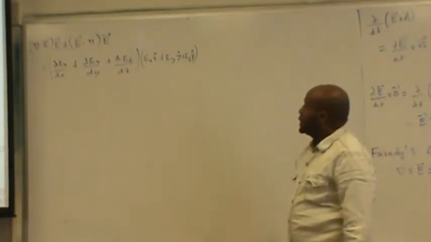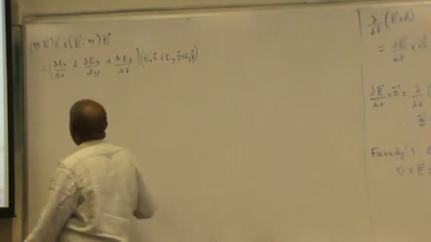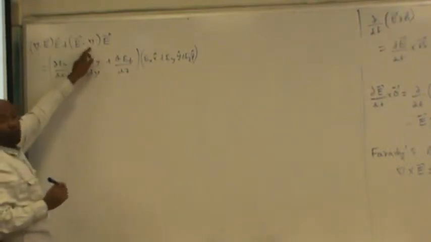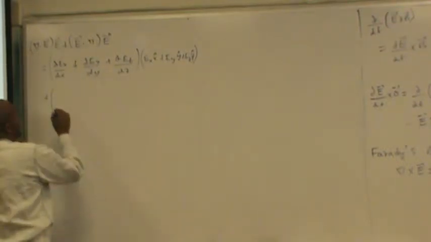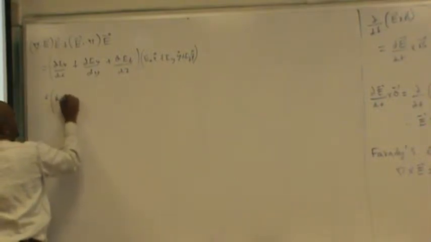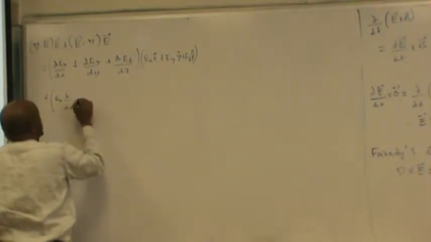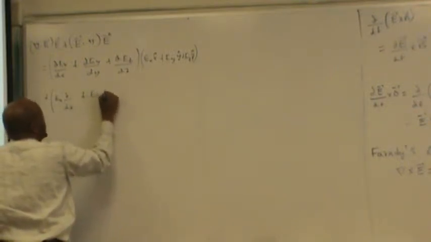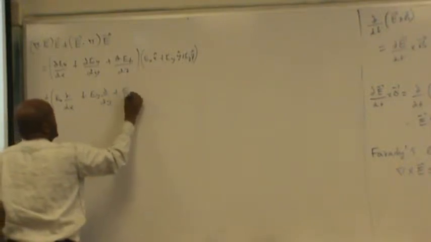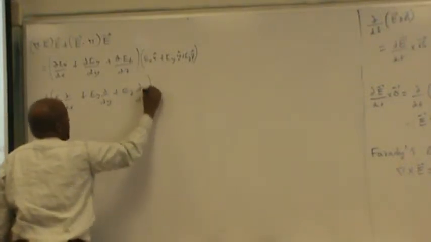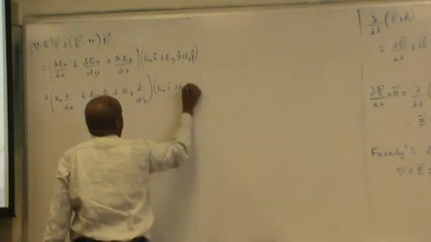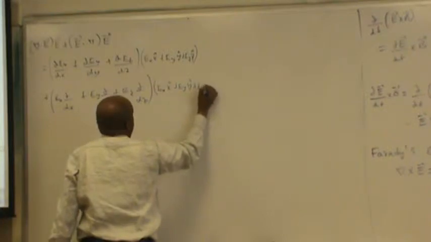So that's the first term, and for the second term, what do you get? This is going to be, first you have to do this one. So that would give you Ex d by dx plus Ey d by dy plus Ez d by dz of Ex x hat plus Ey y hat plus Ez z hat.